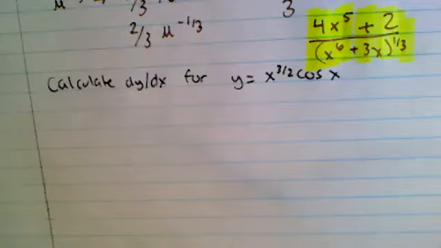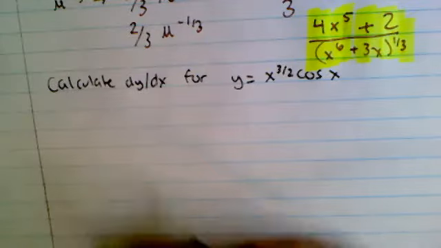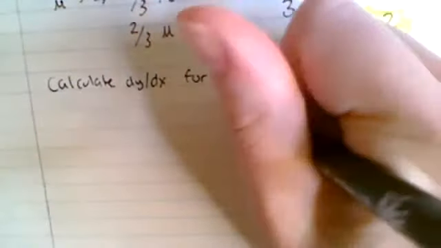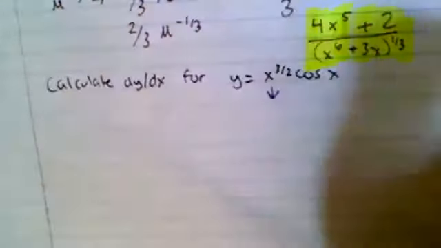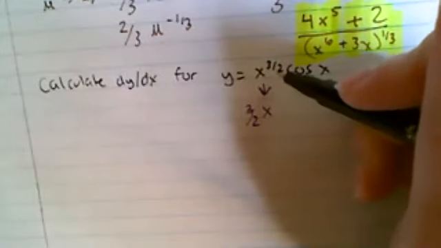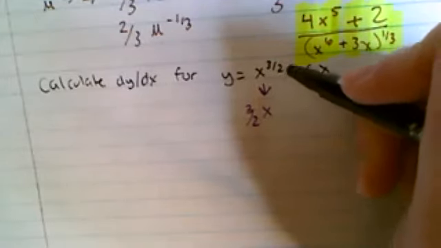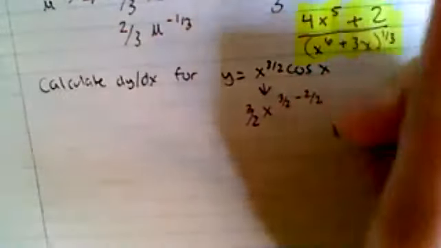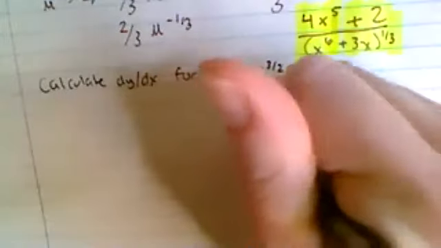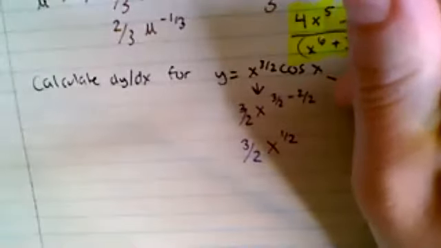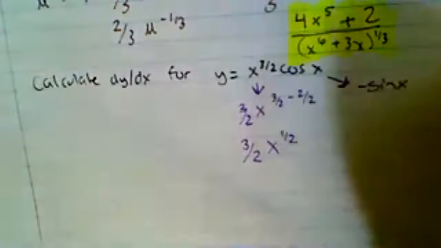Yay! If you think about your two pieces, we've got x to the 3/2, and the derivative of that is 3/2 x to the 3/2 minus 1, where 1 is essentially 2/2. So 3/2 minus 2/2 gives an exponent of 1/2. So 3/2 x to the 1/2. And then the derivative of cosine, remember, is negative sine x.